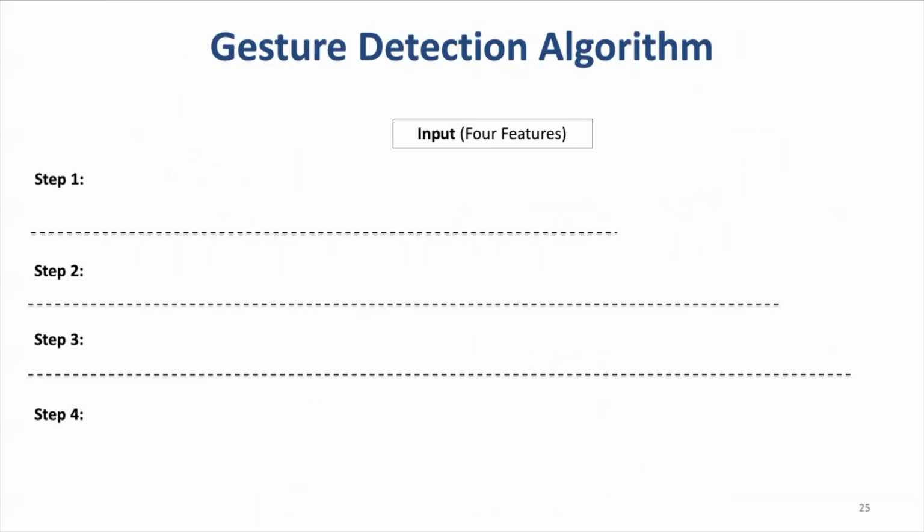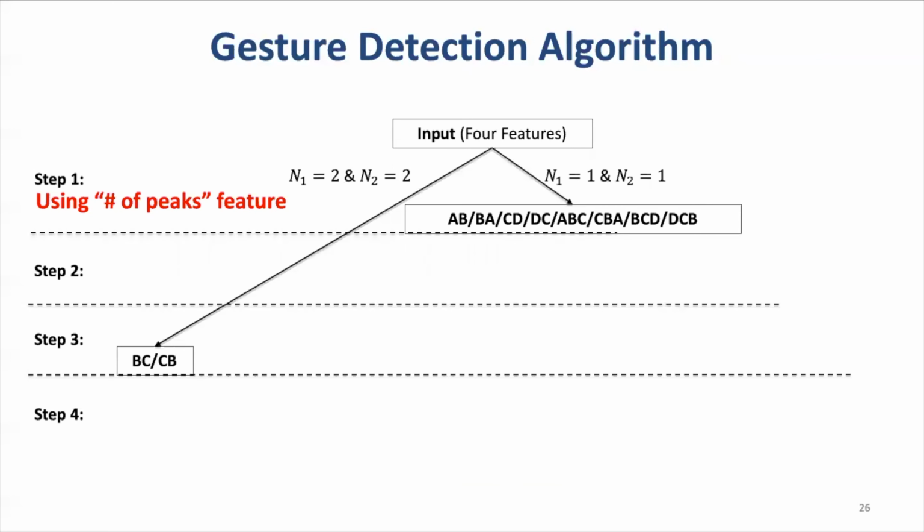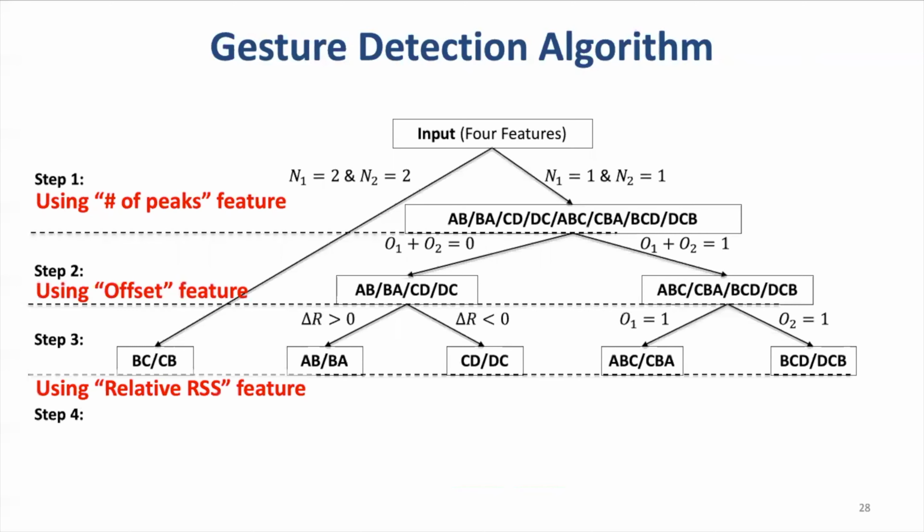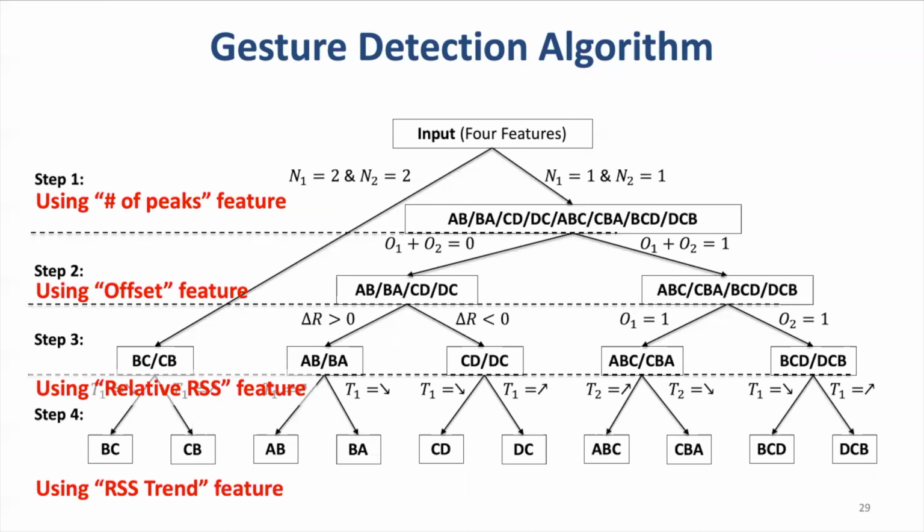Our detection algorithm has 4 steps. Step 1, we use the peak feature to separate the gestures BC, CB, and the rest of the gestures. Step 2, we use the offset feature to decide whether the gesture is one of AB, CD, or one of ABC, DBC. Step 3, we use the relative RSS feature to refine the classification. Lastly, we use the RSS trend feature to distinguish two gestures that share section boundaries.